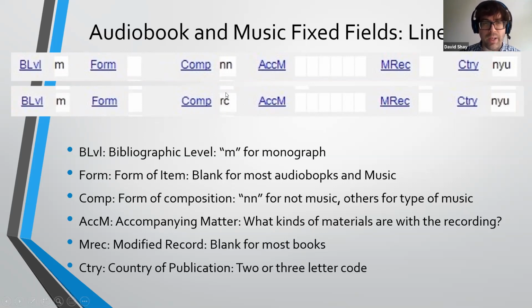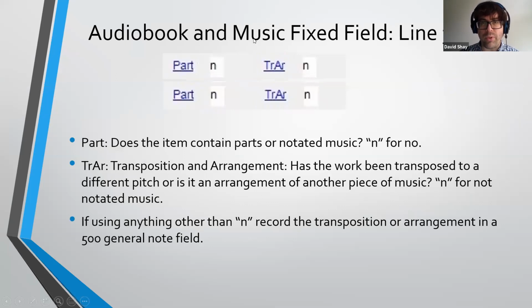There is a wide variety of possibilities for form of composition, covering just about any kind of genre you can imagine. Accompanying matter: what kind of materials come with the recording, and you can take a look at those. There's up to 6 bytes that you can enter there. MRAC is again blank. Country of publication, here we've got NYU for New York.